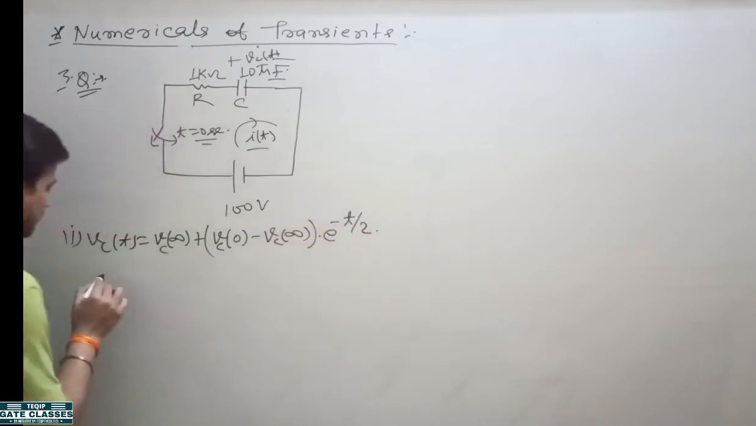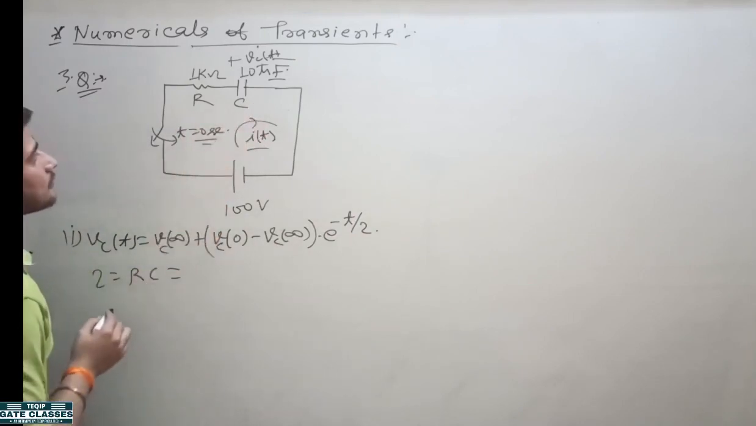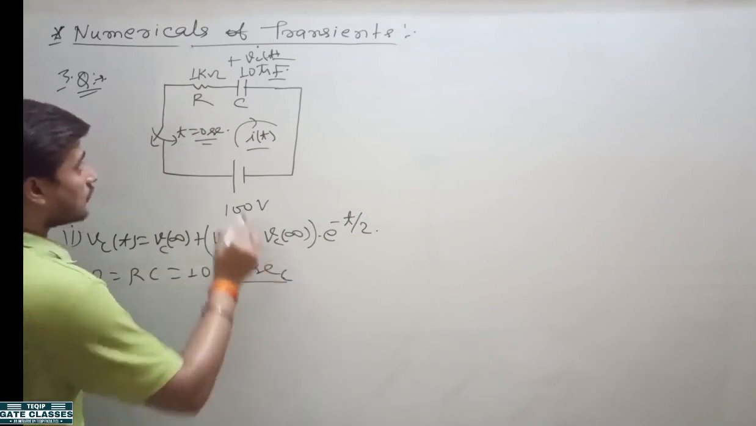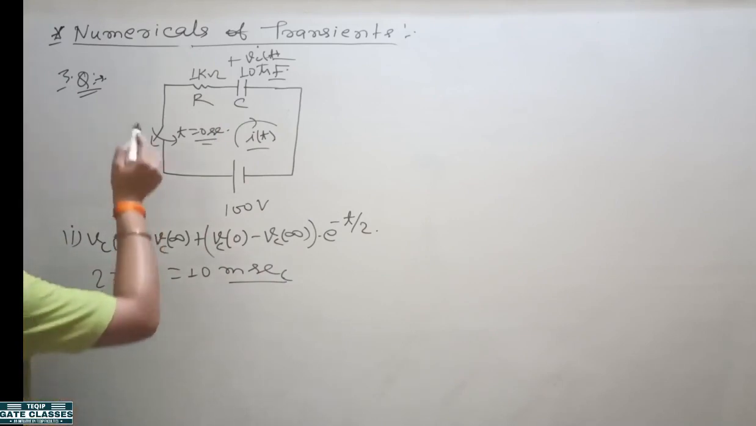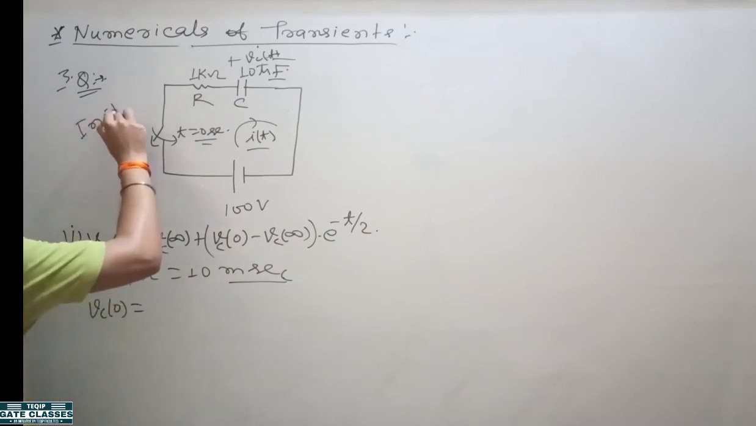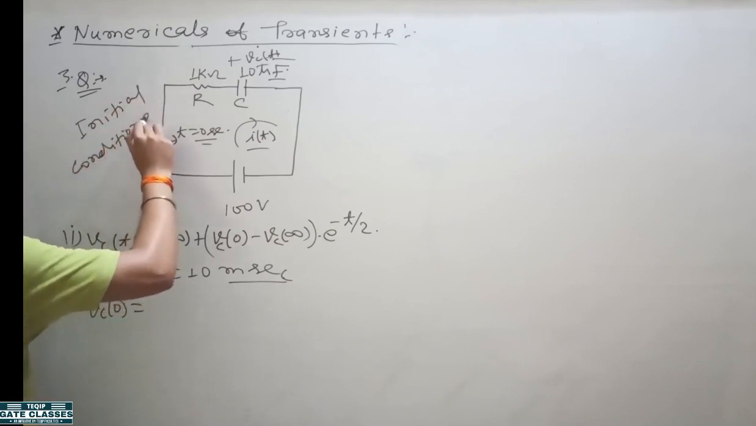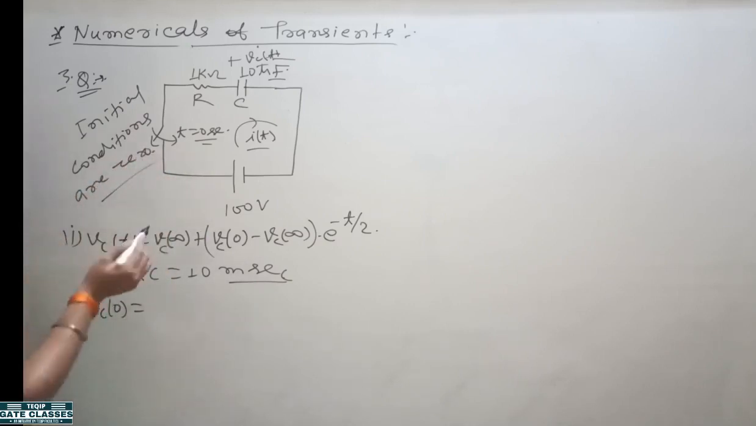So first let us write the time constant tau. It will be equal to RC, 1 kilo ohm into 10 microfarad, that is 1000 into 10 to the power minus 6, which means 10 millisecond. Next, VC(0). VC(0) will be how much? Given that initial conditions are 0. It is already mentioned in the question. So initially the voltage across the capacitor was 0 volt.